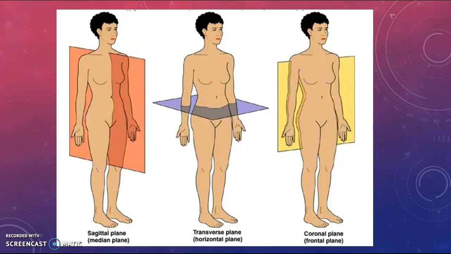So just going over the three major ones, the sagittal plane is going to divide the body into right and left halves. The transverse plane is going to cut the body into superior and inferior portions. And then the frontal plane or coronal plane will divide the body into anterior and posterior sections.